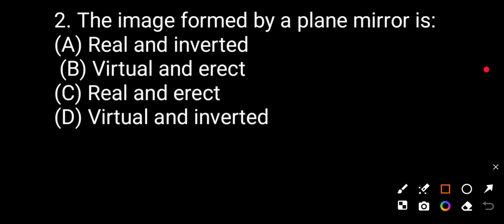Question number 2. The image formed by a plane mirror is option A real and inverted, option B virtual and erect, option C real and erect, option D virtual and inverted. Correct answer will be virtual and erect.